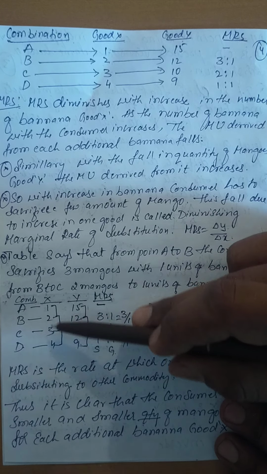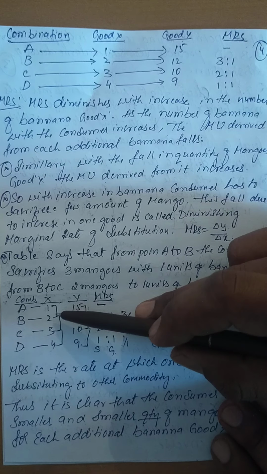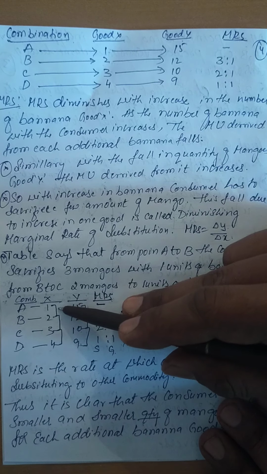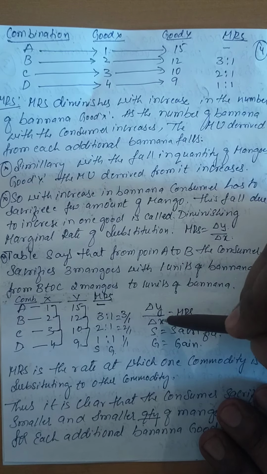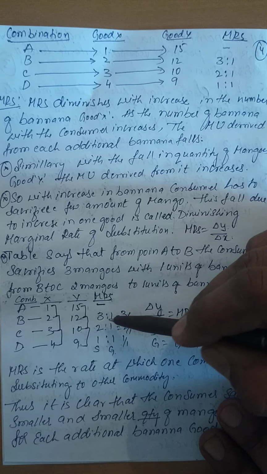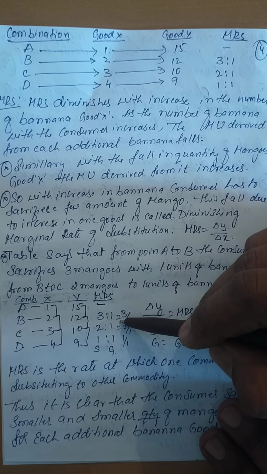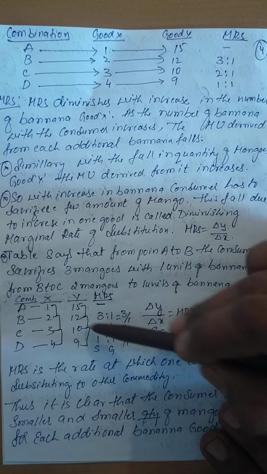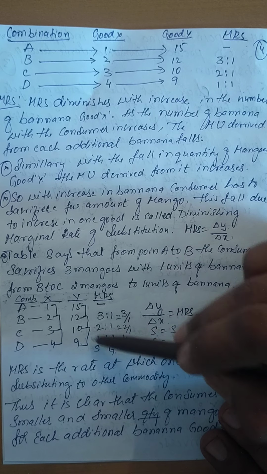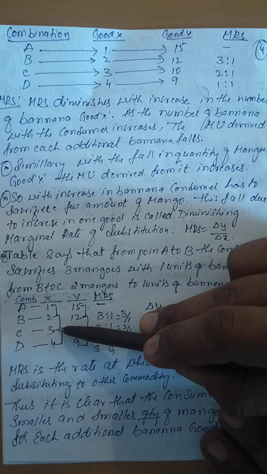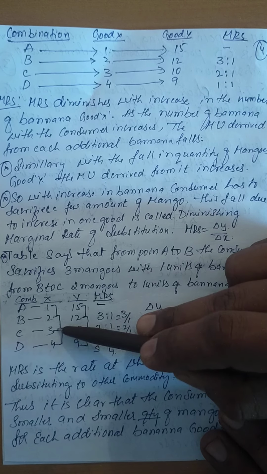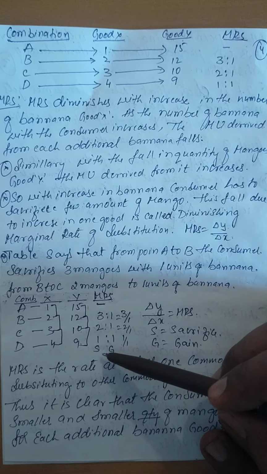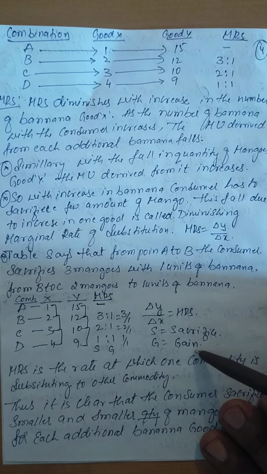After 15, which is after 1 unit, it starts, which is 2 minus 1, change in X. Okay, change in X, that is 1. 15 minus 12, change in Y, which is 3. So 3 divided by 1, which is nothing but a 3 to 1 ratio. The same thing happens for the next: 15 minus 12, it is 3 to 1. Next, 12 minus 10, it is 2 to 1. 3 minus 2 is 1, and 4 minus 3 is 1, and 10 minus 9 gives 1 to 1. So here, this I have written SNG, which is nothing but sacrificing, and this is gain.